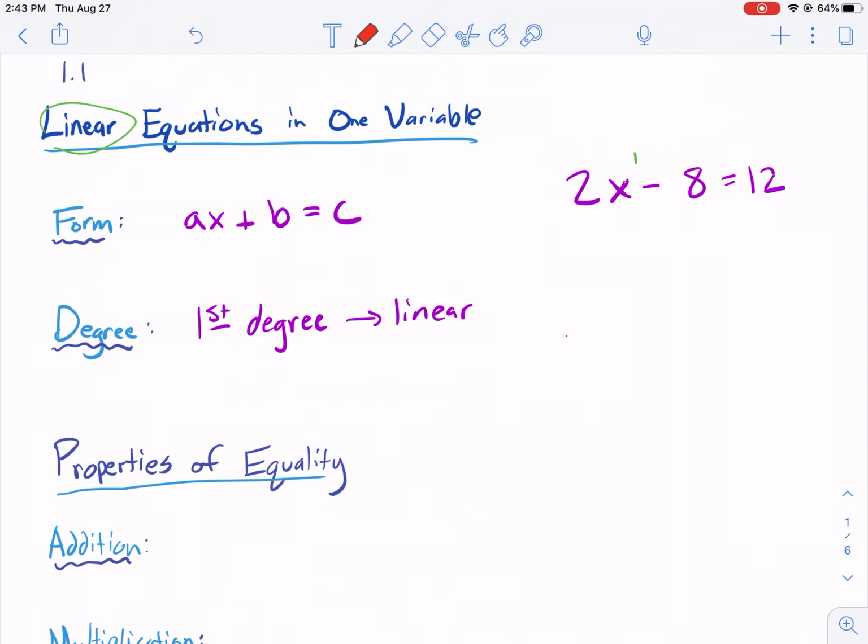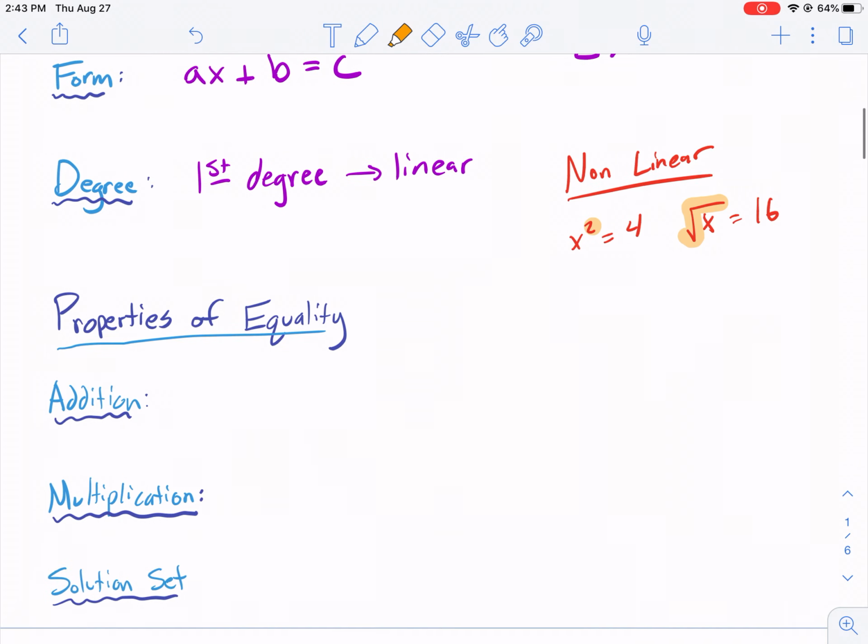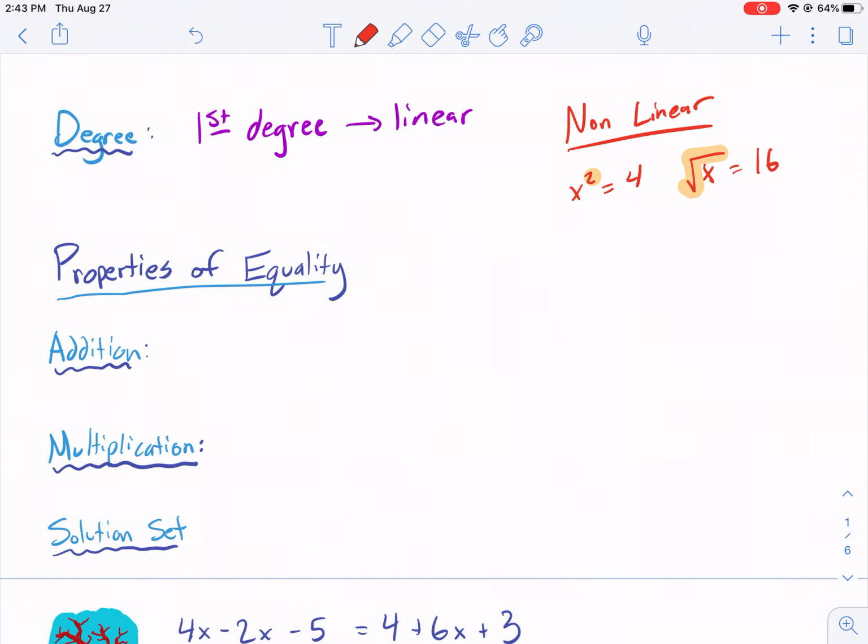Some non-linear examples, so if you want to write some of these down, would be anything where you have like x squared equals 4, or you have the square root equals 16. Those are non-linear because this right here, let me highlight it for you, make it a little bit smaller. Okay, this degree, this exponent is not 1. This is the exponent.